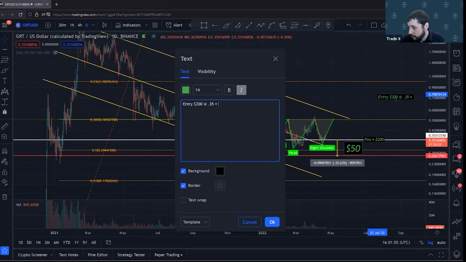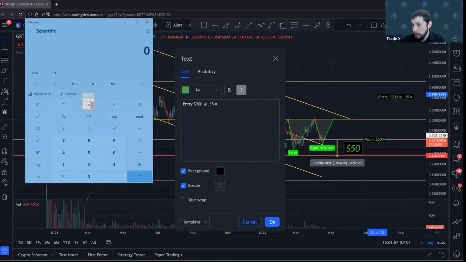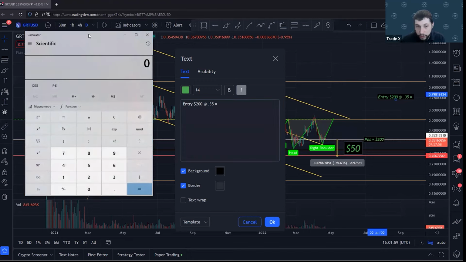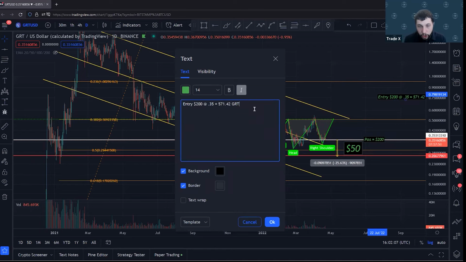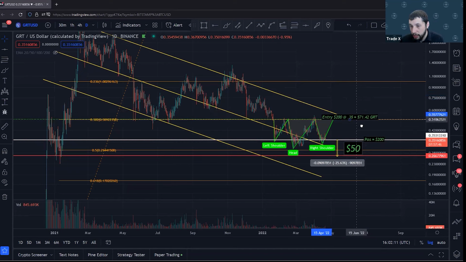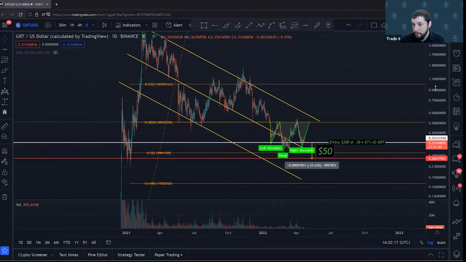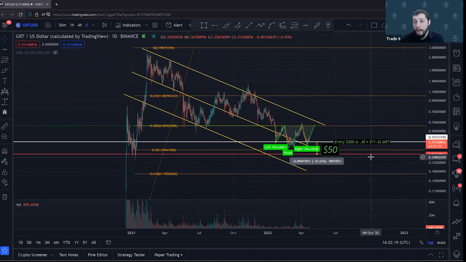And if I just do a little calculation, easy to do, we'll say $200 divided by 35 cents, I would have bought 571.42 GRT. All right, so that is our position now. Now, all we have to do is wait for the market to show us the way. I bought my $200 of GRT. I've got 571. I'm going to sit and wait.